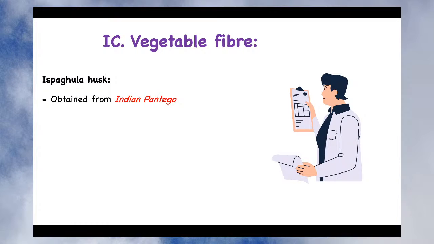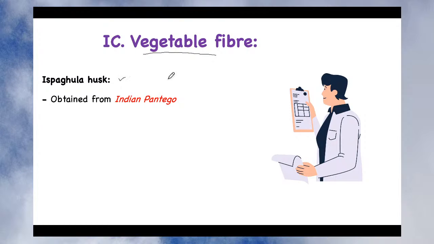Then the last category is vegetable fibers. This is the last category belonging to the bulk purgatives. These are basically fibers which are derived from vegetables. Since they are derived from vegetables, they are called vegetable fiber. The well-known vegetable fiber is Ispagula husk. In the local language, you may have heard your parents call it isabgol husk or isabgol powder. So basically it is the Ispagula husk.